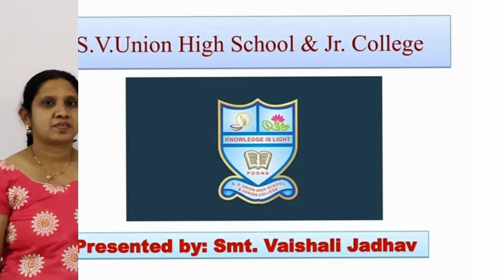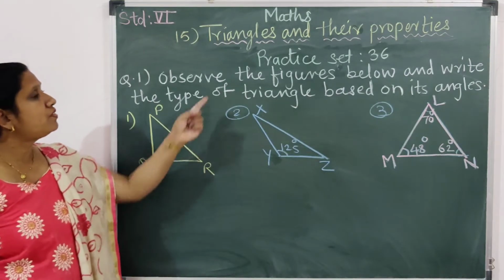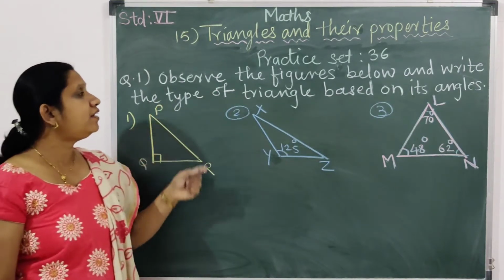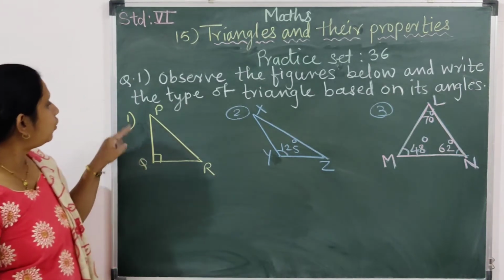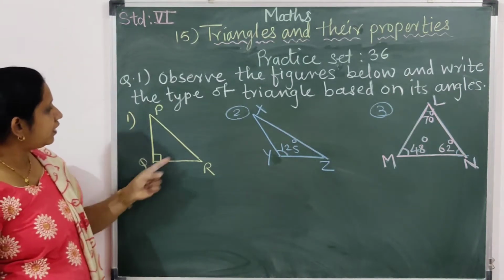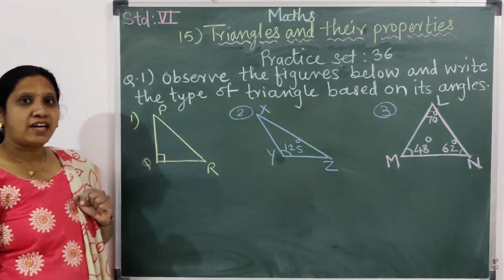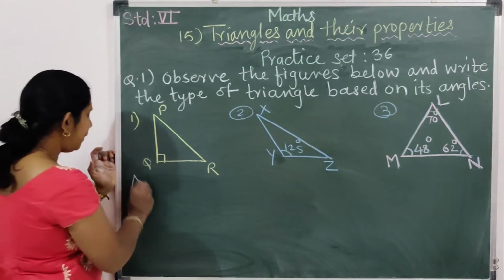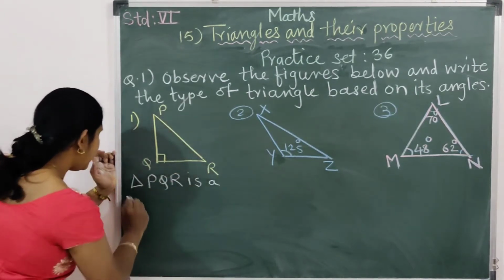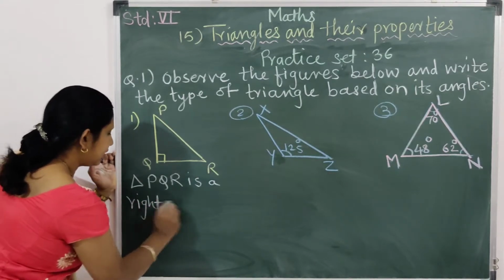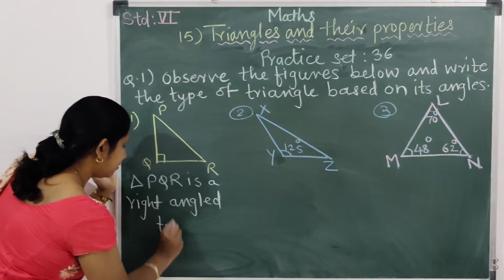Vaishali Jadhav. Let us have a look at question number 1. Observe the figures below and write the type of triangle based on its angle. Have a look at the first diagram. Here in triangle PQR, angle Q is shown right angle. So, triangle PQR is a right angled triangle.